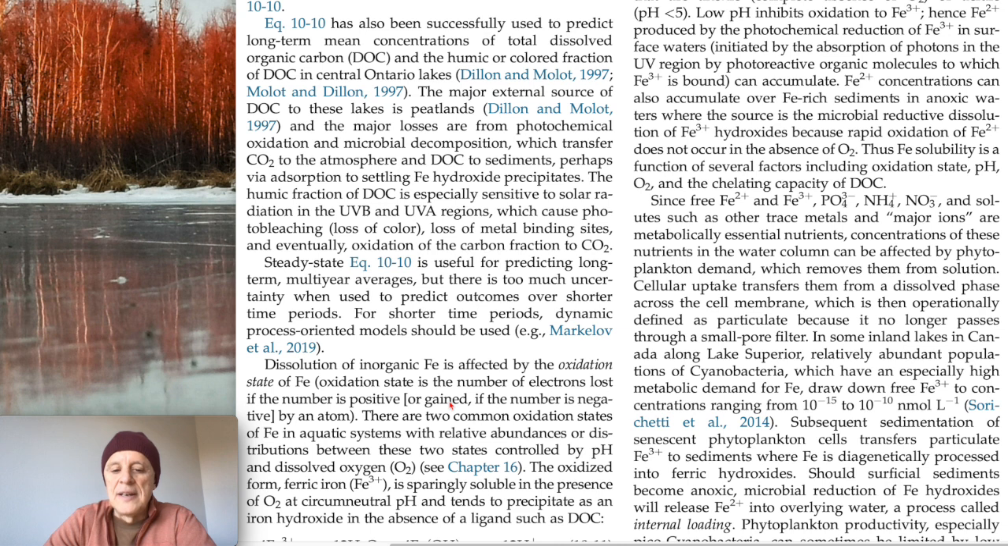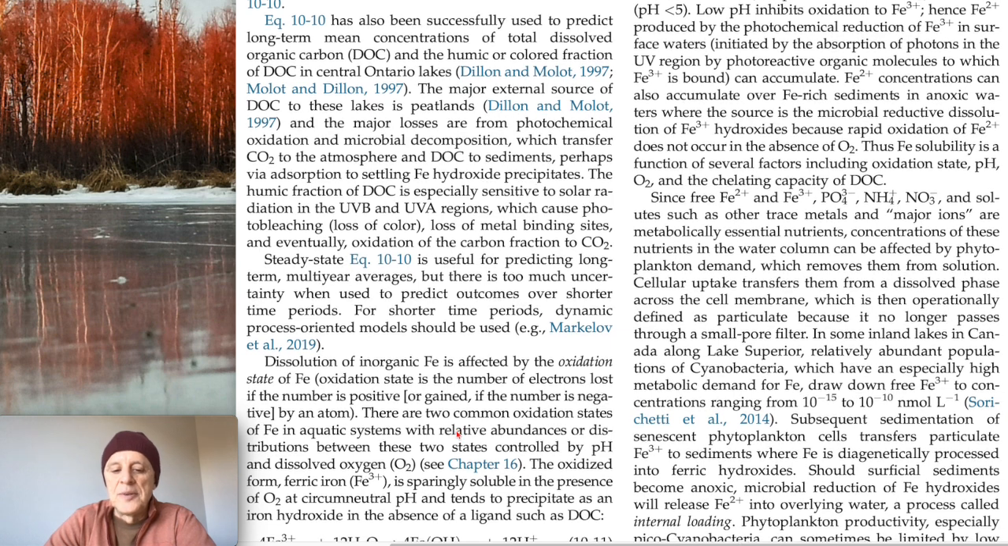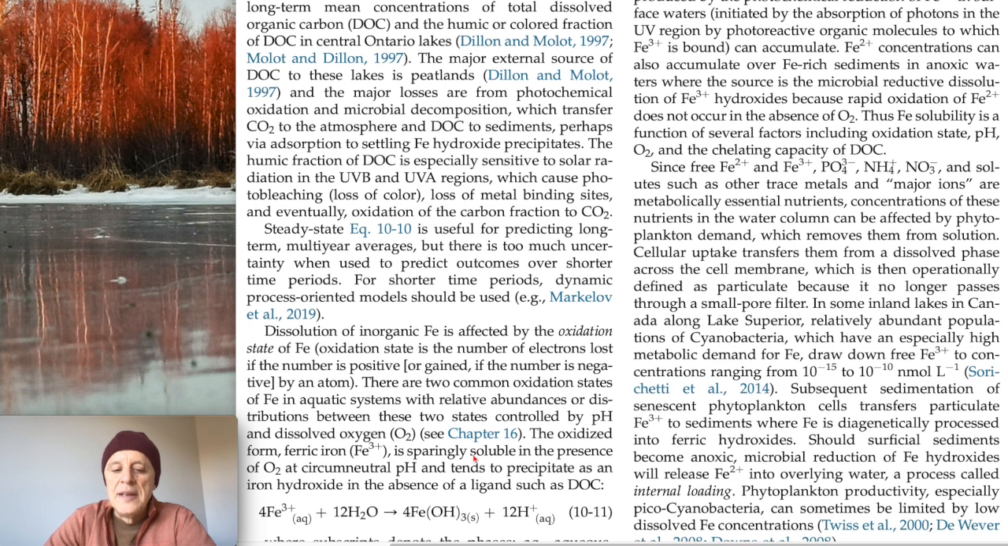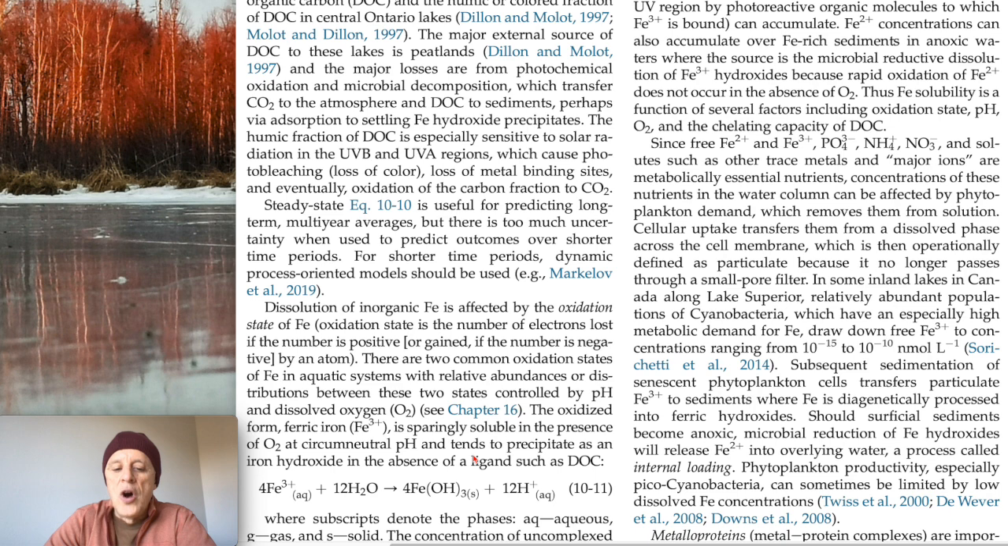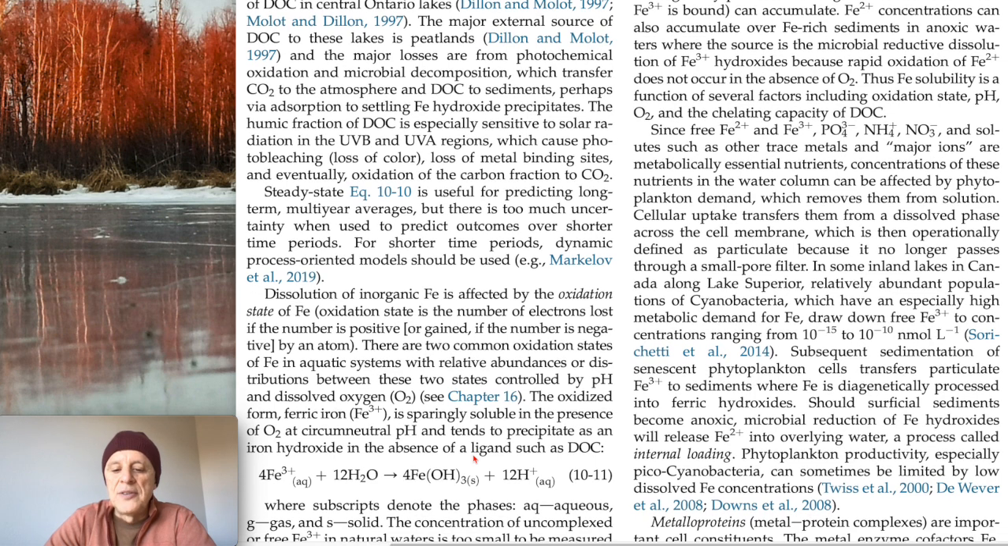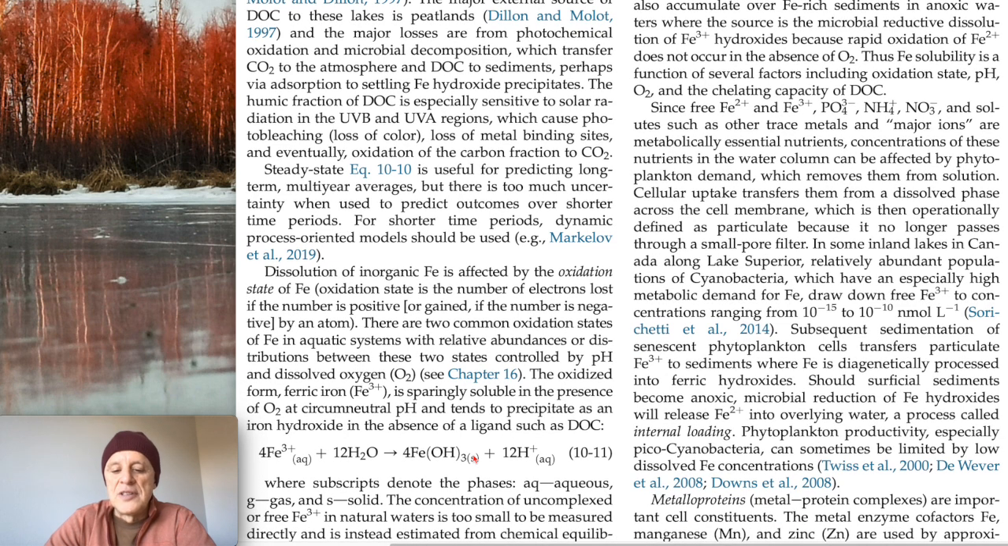The solubility of inorganic iron is affected by the oxidation state of iron. Oxidation number is the number of electrons lost if the number is positive, or gained if the number is negative, by atoms. There are two common oxidation states for iron in aquatic systems, with the relative abundance of distribution between these two states controlled by pH and dissolved oxygen. The oxidized form, ferric iron, Fe3+, is sparingly soluble in the presence of oxygen at circumneutral pH and tends to precipitate as an iron hydroxide in the absence of a ligand, such as DOC.